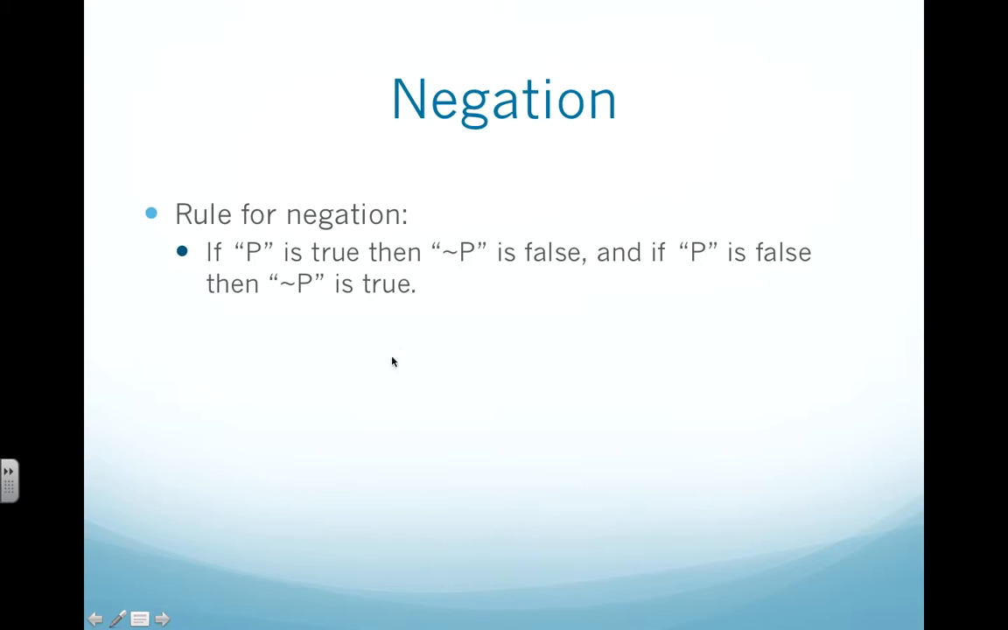Okay, so now the rule for negation, based on what we've just seen: if P is true, then not P is false, and if P is false, then not P is true. So essentially, the truth value that you'll put under a negation sign on a particular row will be the opposite of whatever the truth value for the formula that you're negating is on that row.